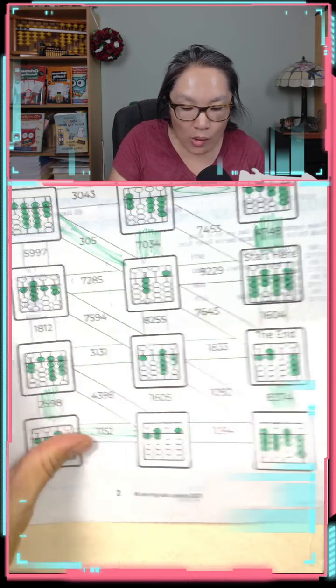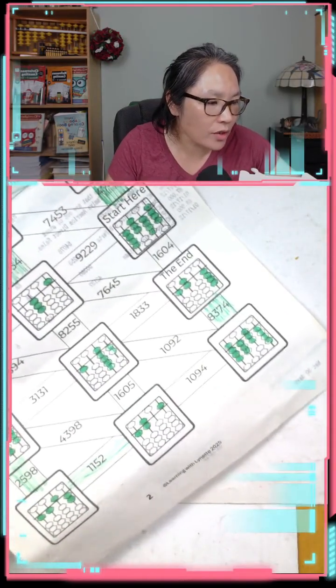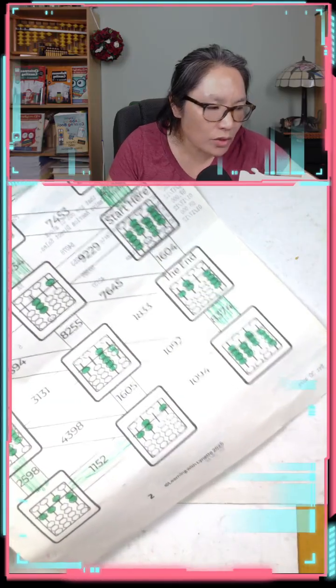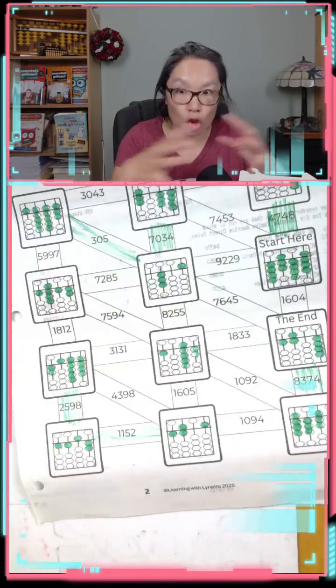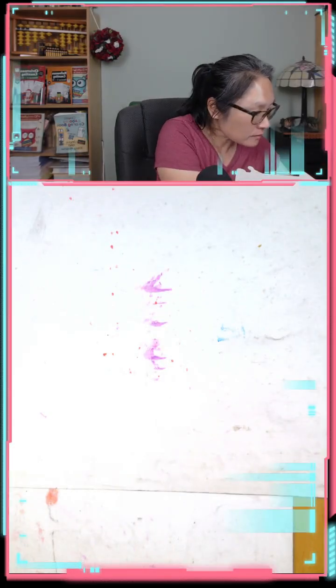I don't know how many people who take abacus classes, how far they go. But it does sound like they only go as far as adding and subtracting a lot of numbers. Whereas in abacus you can do multiplying and dividing.